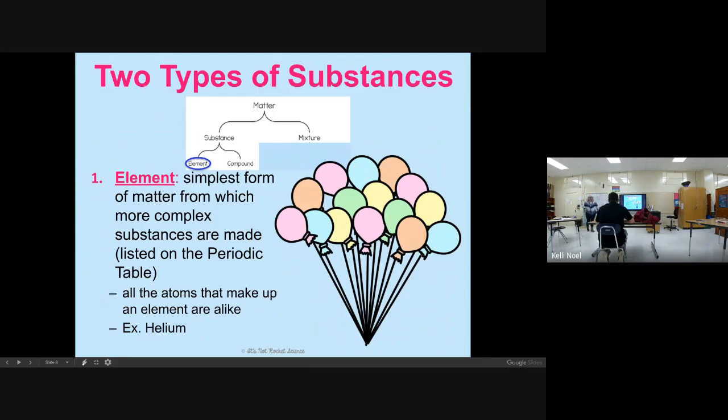I'll be giving you a printout of the periodic table to keep if you're face-to-face, and I'll put a link to it in Canvas for those that need it at home. But we're going to have to know how to use the periodic table. An element is composed of atoms that are all the same, that are alike. So in helium, all the atoms that make up the element helium are the same. Atoms are like the building block, and if they are the same, they make up an element.